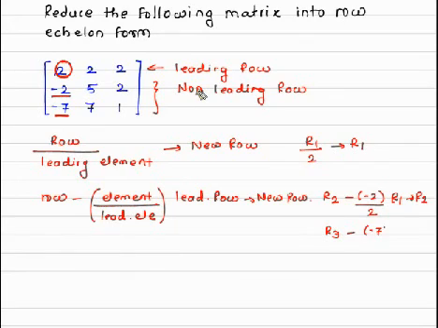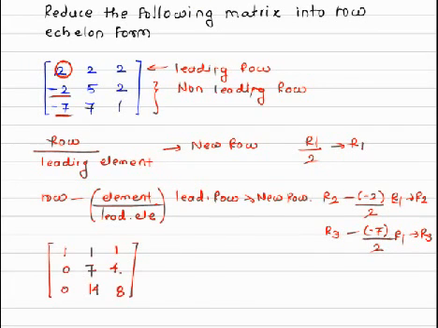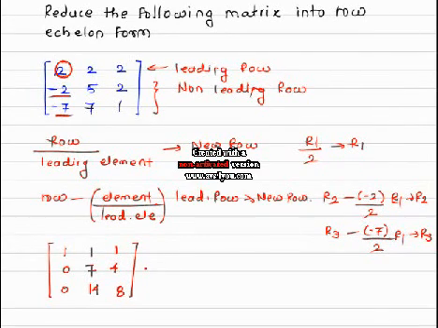Similarly for the third row, it is R3 minus the element, that is minus 7, divided by the leading element 2, into R1. After doing the operation, we get 1 1 1, 0 7 14, 0 14 8. Now we calculate the leading one for the second row. Now this is my leading row.